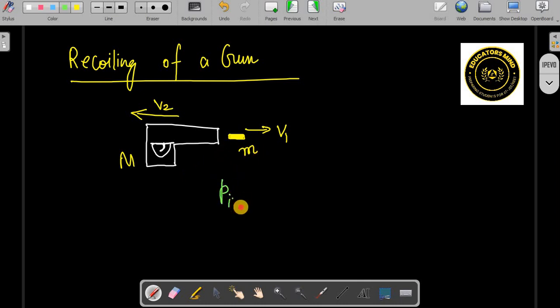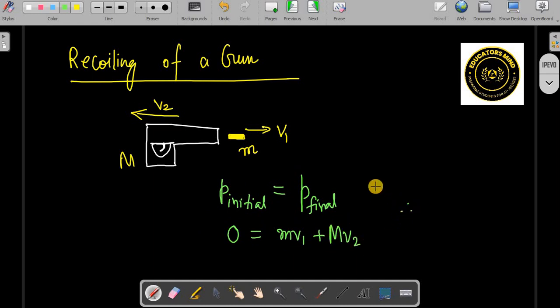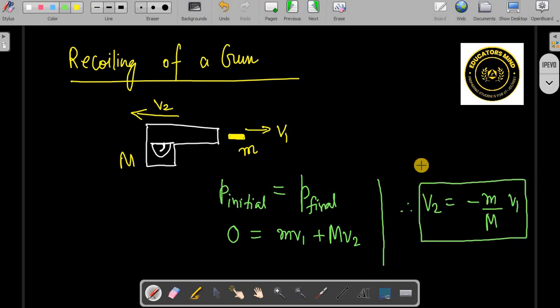So initial momentum must be equal to final momentum. What is initial momentum? 0. Final momentum is m v1 plus capital M v2. Remember, this is without sign, it's a vector. So if I want to find v2, it will be minus m by capital M into v1. The minus sign shows that the velocities are opposite, right? So these are certain examples of these forces.